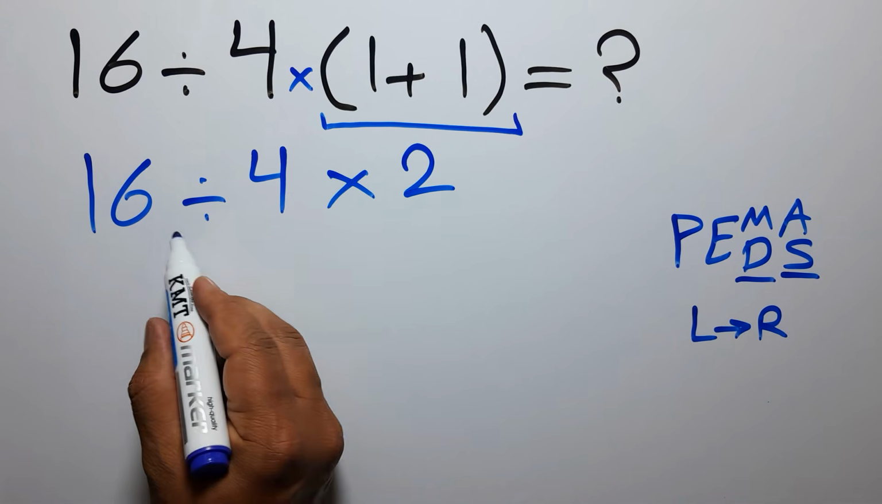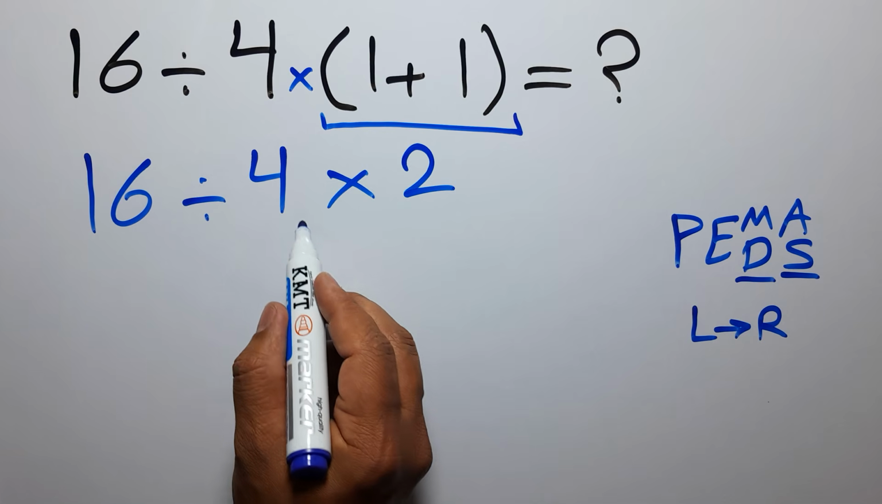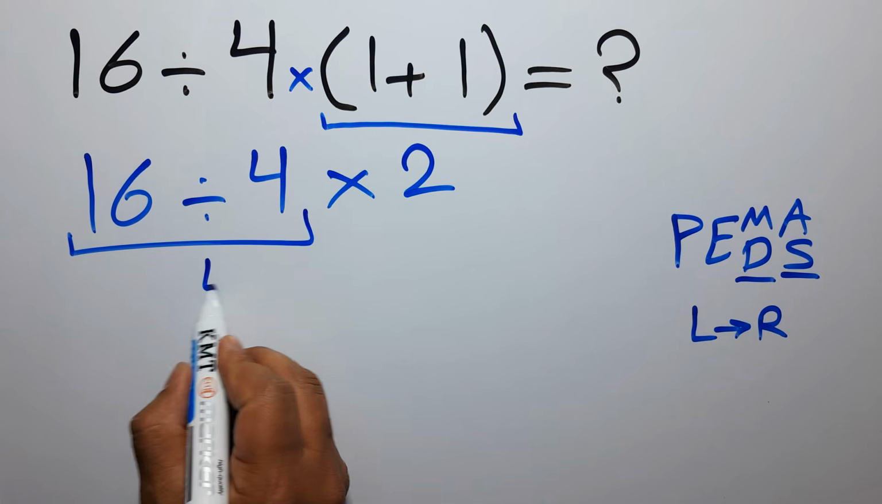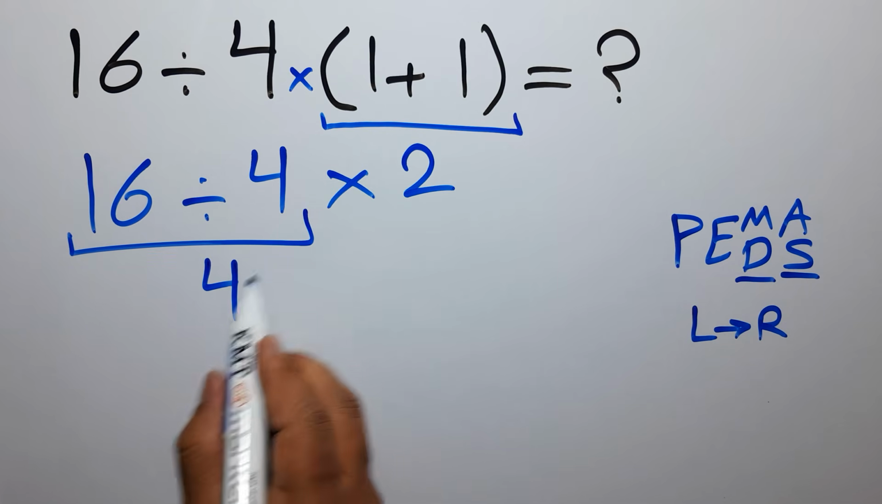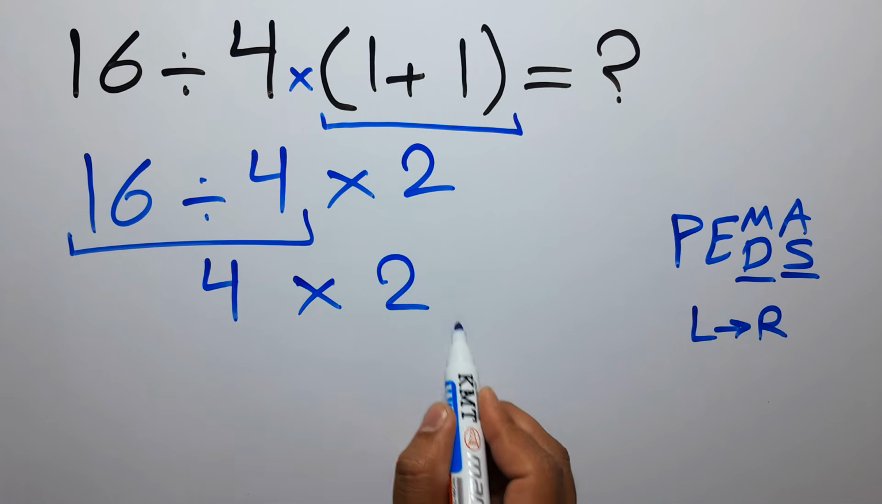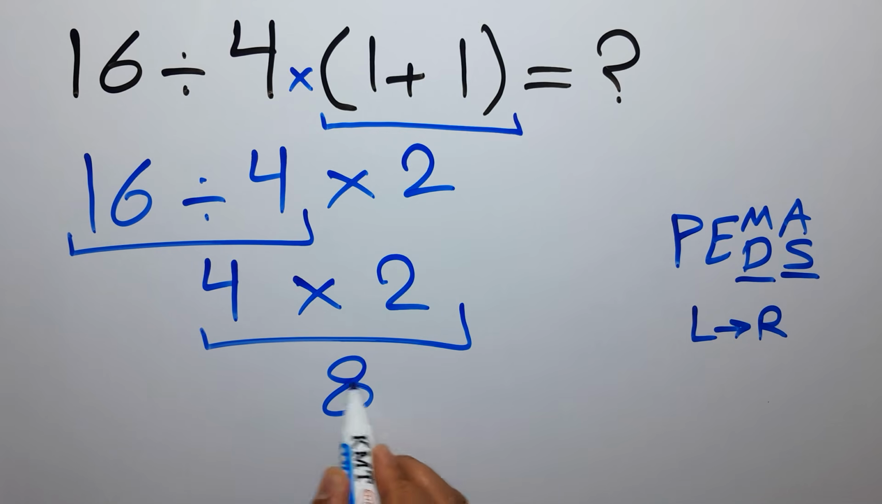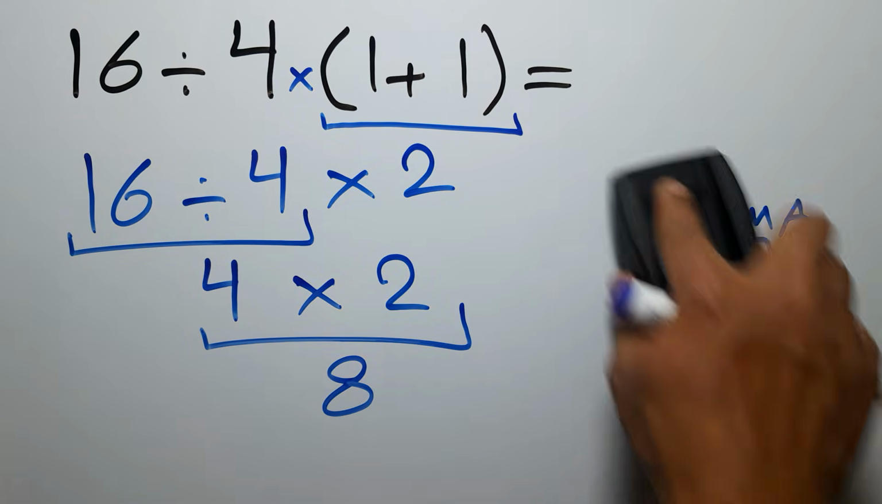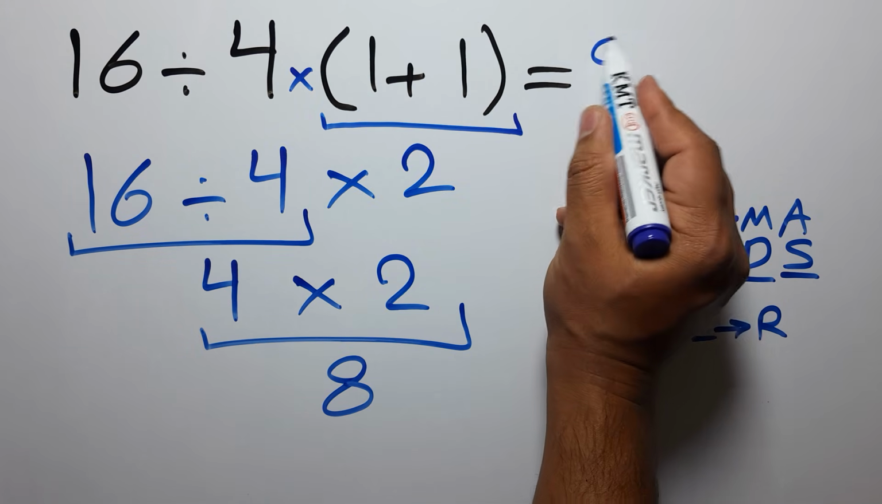So here first we have to do this division. 16 divided by 4 gives us 4. So we have 4 times 2, which equals 8. And this is our final answer to this problem. The correct answer is 8.